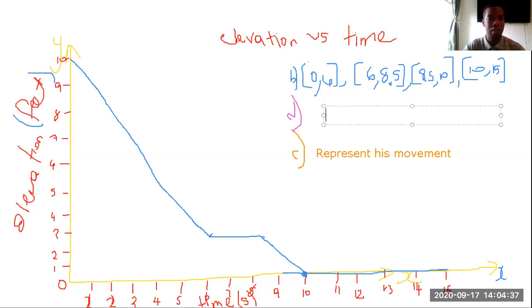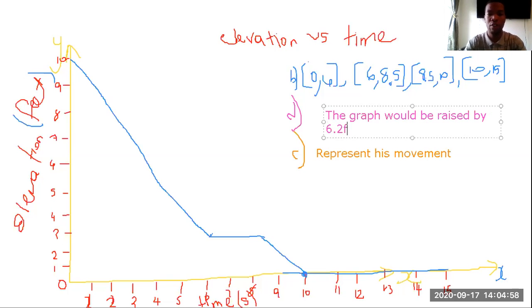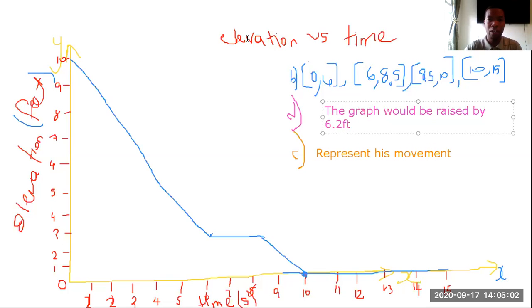6'2" is off the ground. The entire graph would basically be 6 feet taller. Its starting point would be 16 feet off the ground. Yes, it would start higher. That is right. It would be higher. The graph would be raised by 6.2 feet. That's basically it.